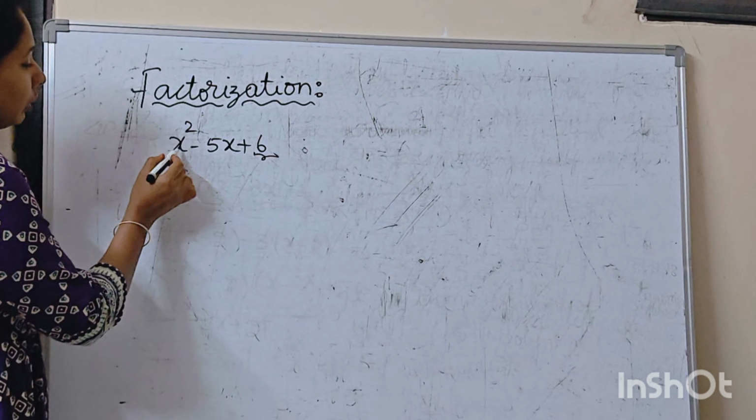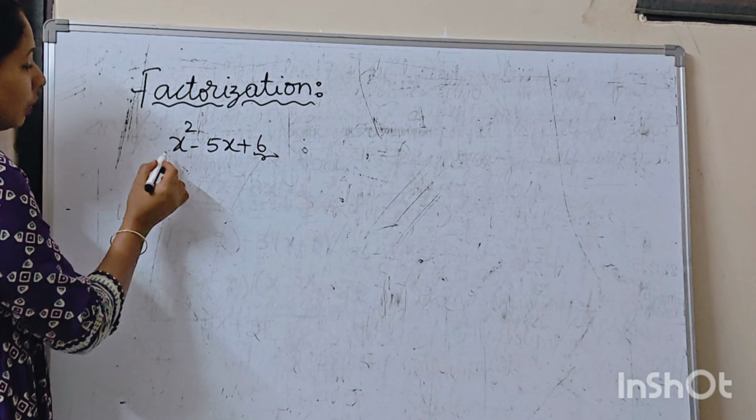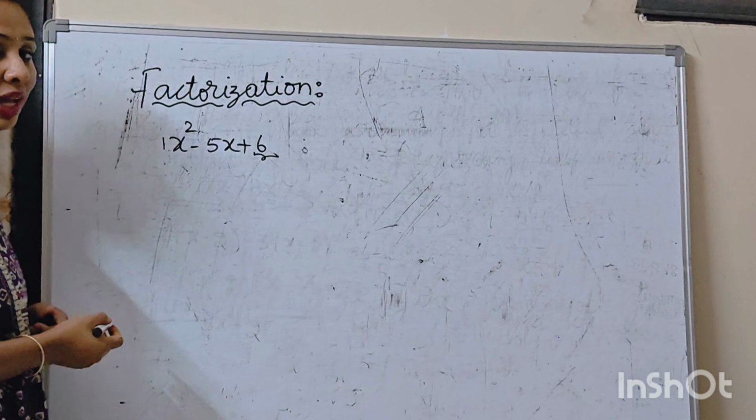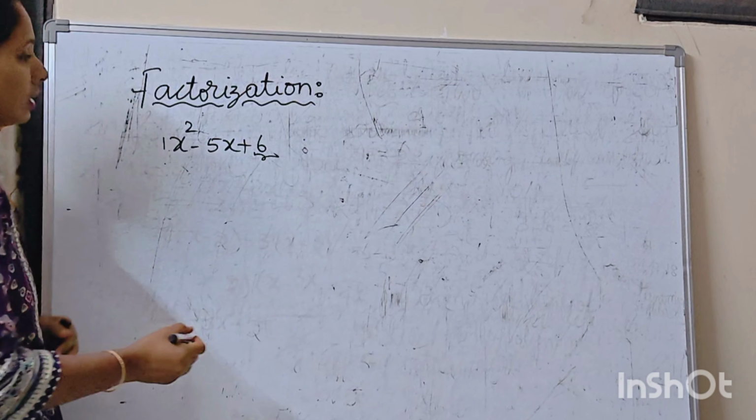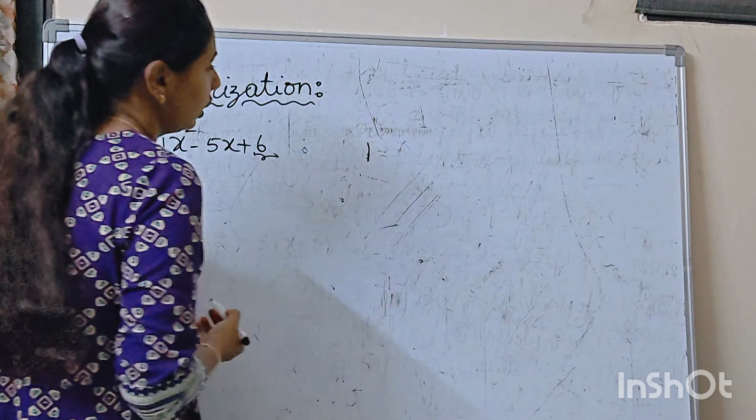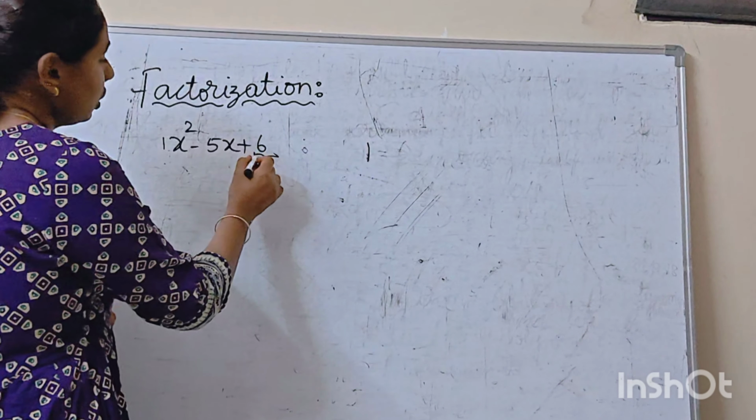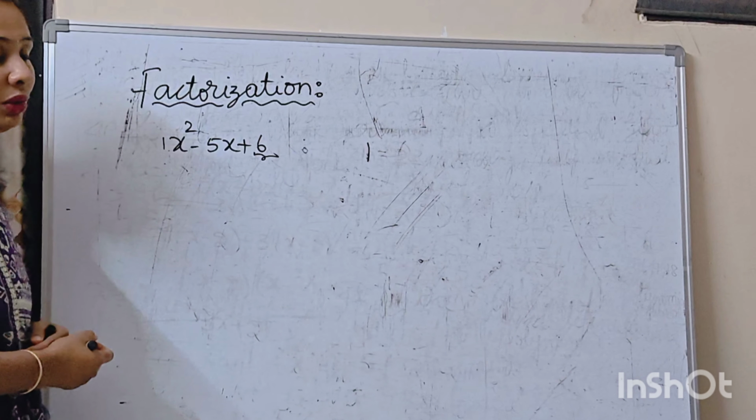Hi friends, let's factorize this. To factorize, first we need to take the coefficient of x square. If there is nothing, we will consider it as 1. Here nothing is there, so I took 1. Next, the constant term we need to consider. What is that? 6. Now both you need to multiply.